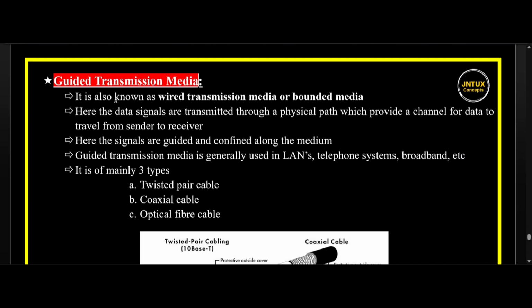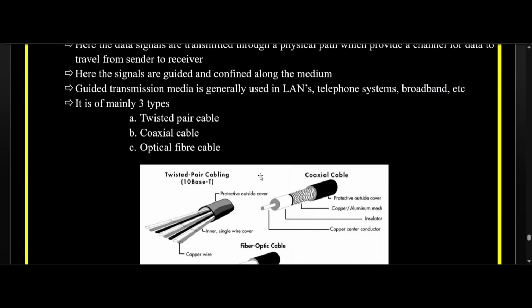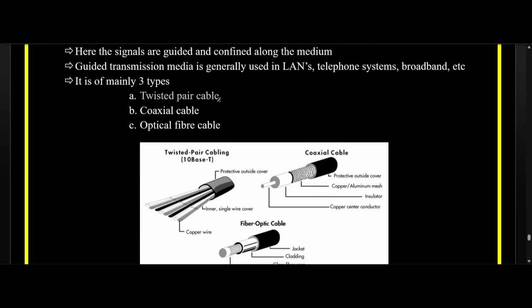Guided transmission media is also known as wired transmission media or bounded media. Here the data signals are transmitted through a physical path, which provides a channel for data to travel from sender to receiver. Here the signals are guided and confined along the medium. Guided transmission media is generally used in LAN networks, telephone systems, broadband, etc. It is further divided into three types: twisted pair cable, coaxial cable, optical fiber cable.